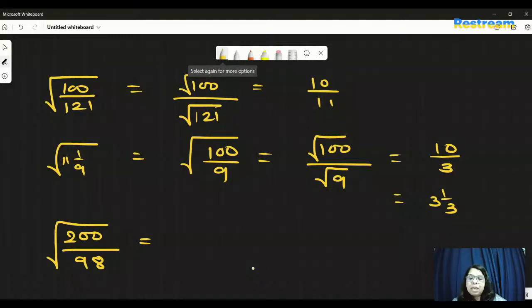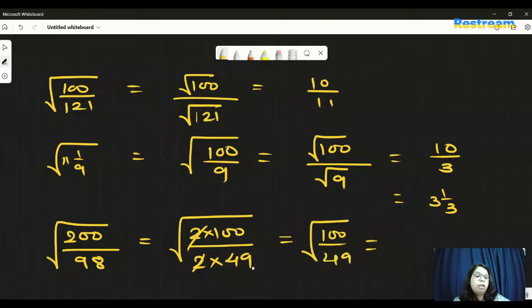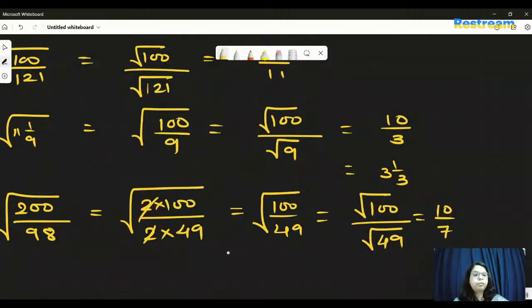Okay, so now in this case we can do square root of 2 times 100 over 2 times 49. So 2 and 2 get cancelled. That is equal to square root of 100 over 49. That is equal to square root of 100 over square root of 49. Okay, so that is equal to 10 over 7, or equal to 1 3 by 7.